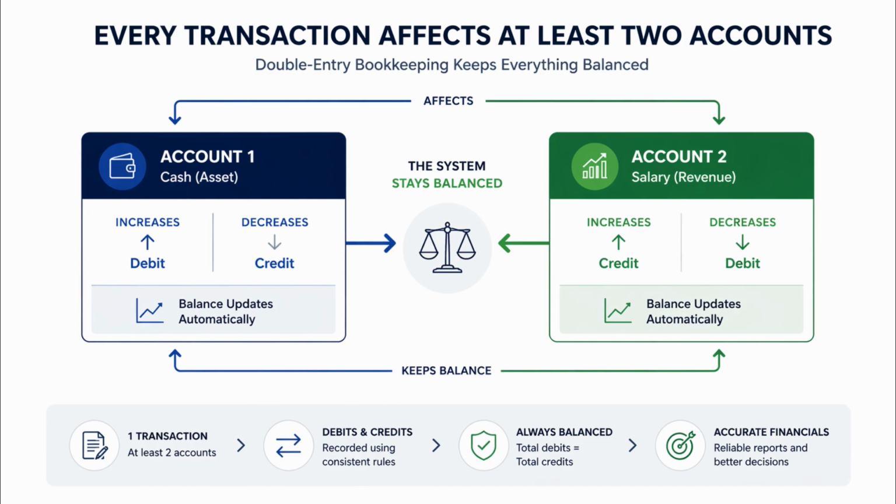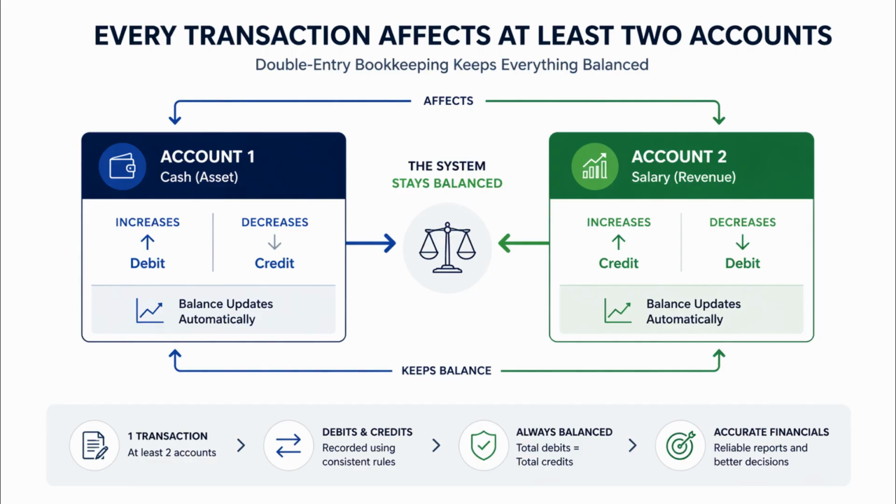All right, in the last video, we built the chart of accounts. We now have a structured list of accounts and a system we can choose from. But now comes the big question. How do we actually record transactions correctly? Because every time something happens financially, something changes. So here's the fundamental rule of accounting.